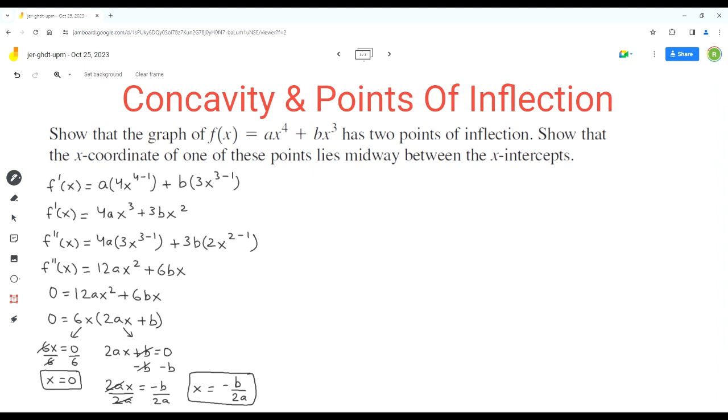Now we can answer the second part. Show that the x-coordinate of one of these points lies midway between the x-intercepts. So first we have to find the x-intercepts of the given function f(x).